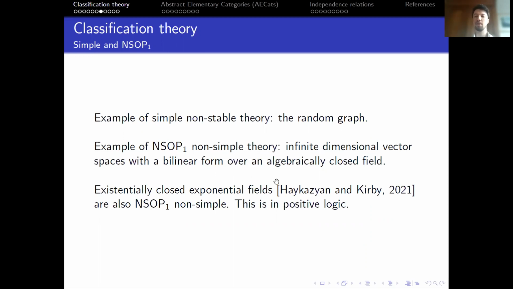Another example of something that's NSOP1 non-simple was presented by my supervisor, Jonathan Kirby, in this seminar a few weeks ago. By work by him and Levon Haykazyan, existentially closed exponential fields are NSOP1 and non-simple.